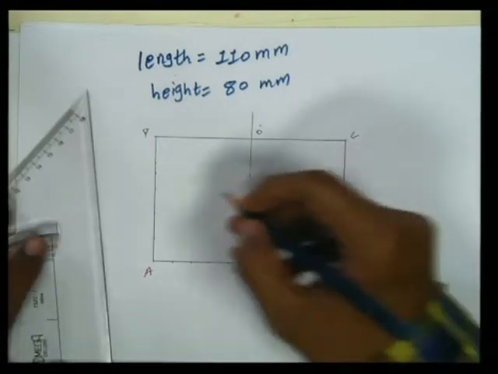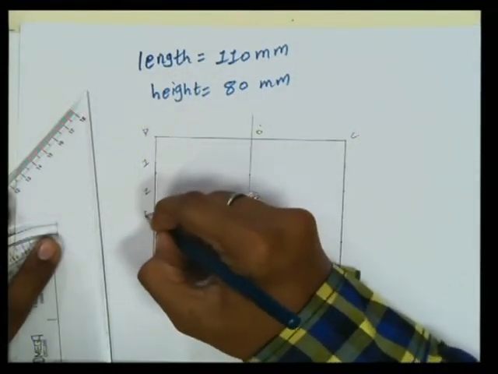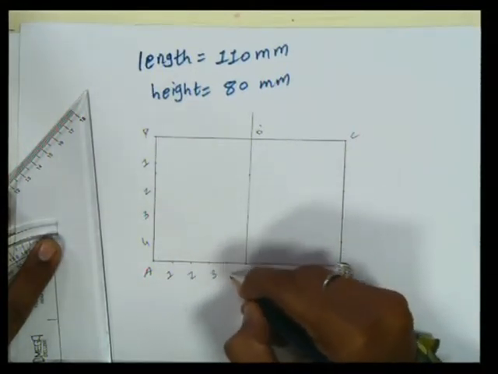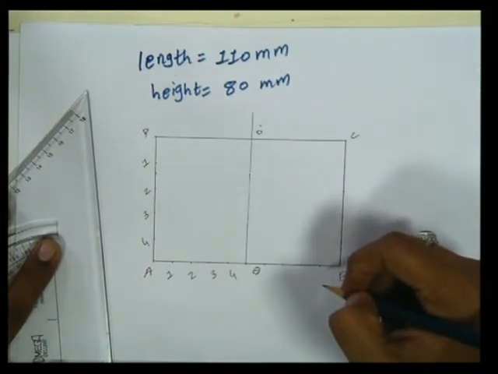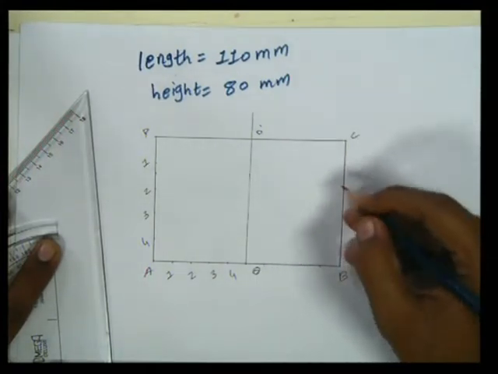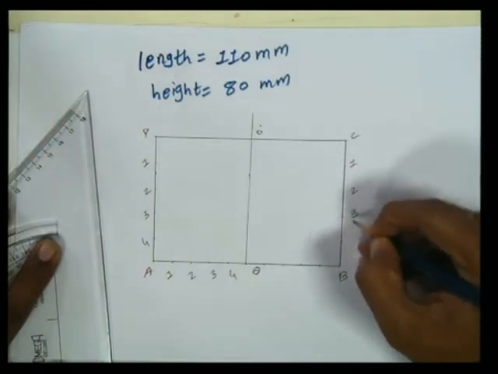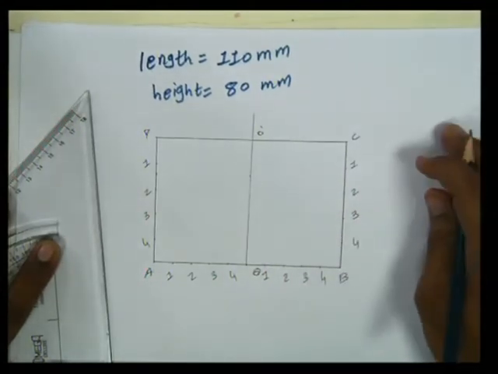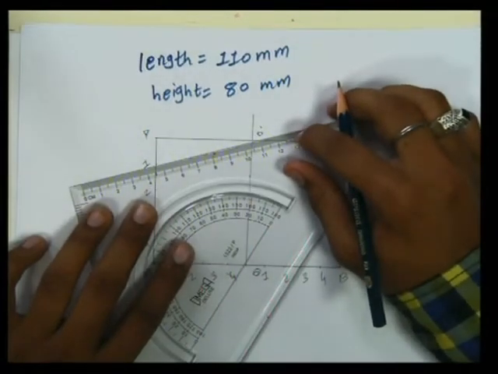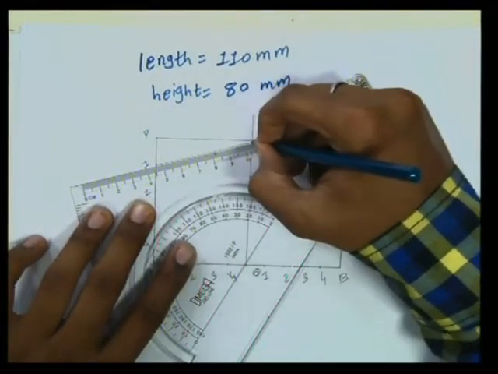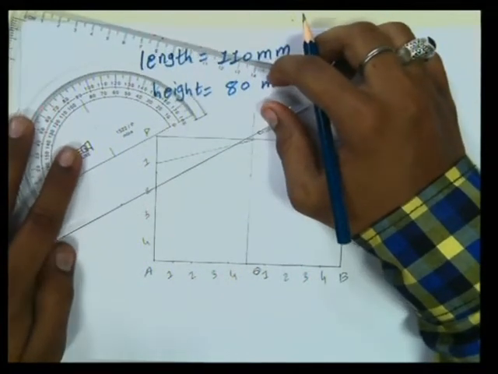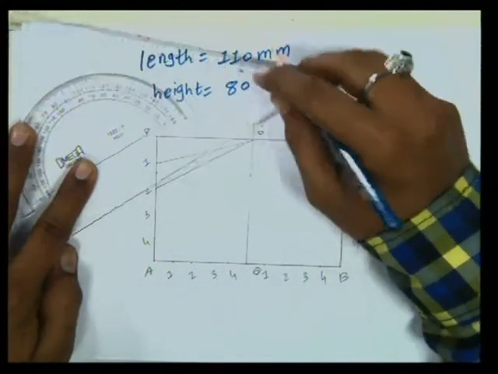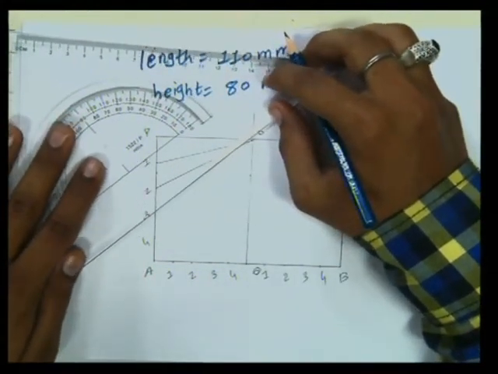Now we will first name these points 1, 2, 3, 4. Over here also 1, 2, 3 and 4. Over here 1, 2, 3, 4. Now join O-1. It's identical to the oblong method of the ellipse. Join O-1, O-2 and respectively all the points you need to join.